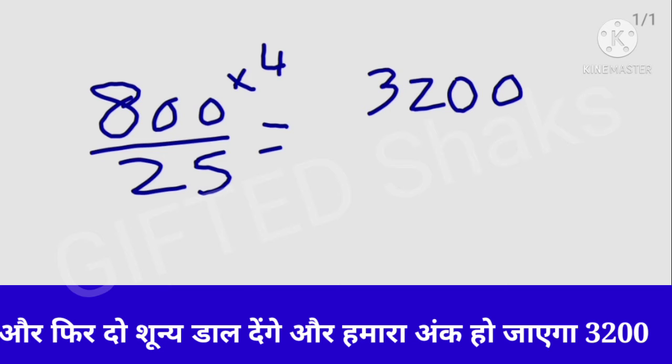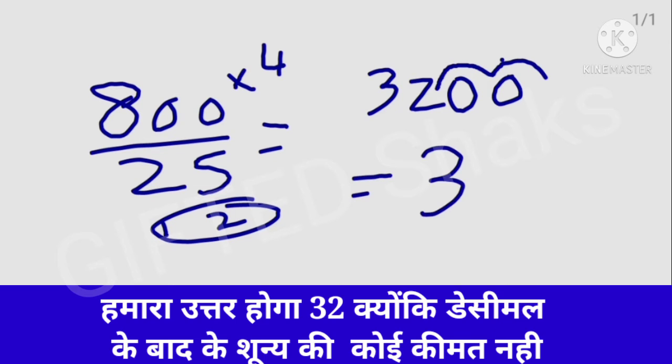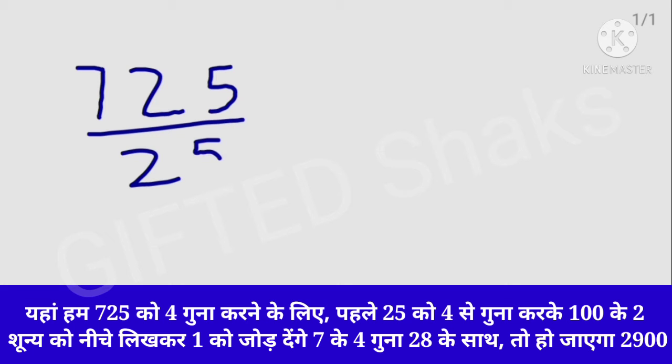Since there are 2 digits in the denominator, I will put the decimal two places back. So this is equal to 32. Since there are 2 digits, I put the decimal in 2 places. I'll go back 2 places. Let's take another example.